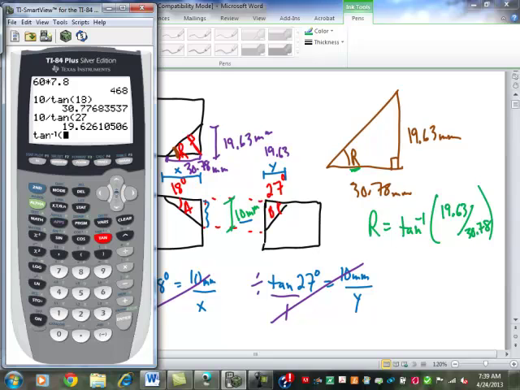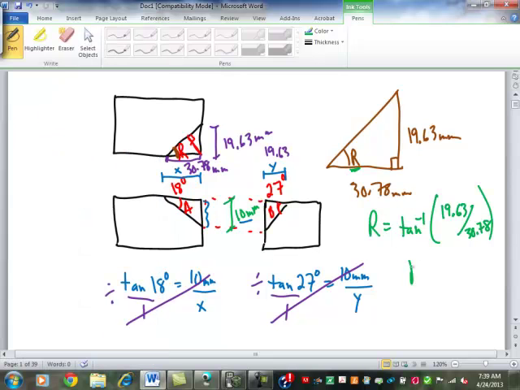Second tangent, 19.63 divided by 30.78. 32.53 degrees.